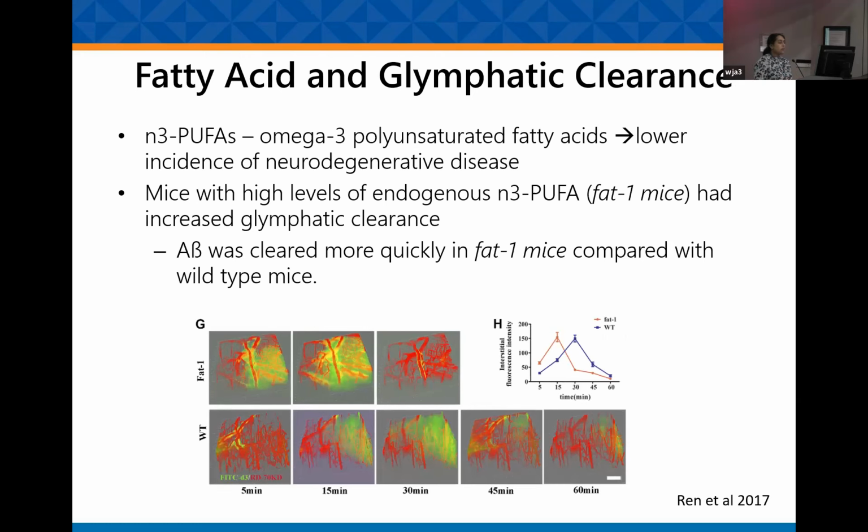Those are associated with having a lower incidence of neurodegenerative disease. Mice with high levels of endogenous omega-3 polyunsaturated fatty acids, these are transgenic mice, what they called FAT1 mice, had increased lymphatic clearance. Amyloid beta was cleared more quickly in these mice compared with wild type mice. And you can see that in the illustration on the bottom where you see tracer uptake that relatively gets cleared, whereas in the wild type mice, it takes slower uptake and more time to clear.